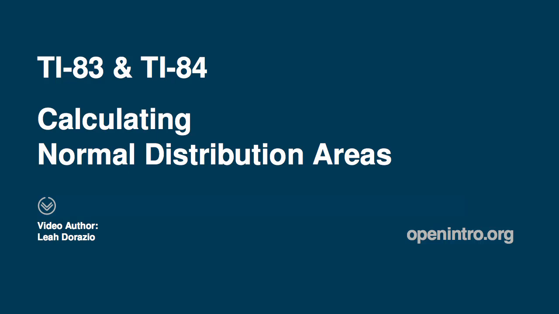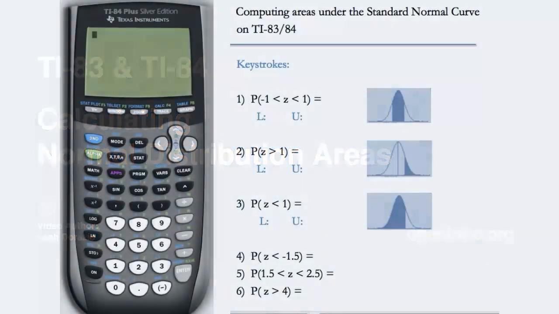In this video, we'll see how to compute areas under the standard normal curve using the TI-83 and 84. To do this, we'll need z-scores, or standard units. So we'll assume that if you had some x values, you've already converted them to z-scores. So let's say we want the area under the standard normal curve between -1 and +1. This corresponds to the probability that z is between -1 and +1.